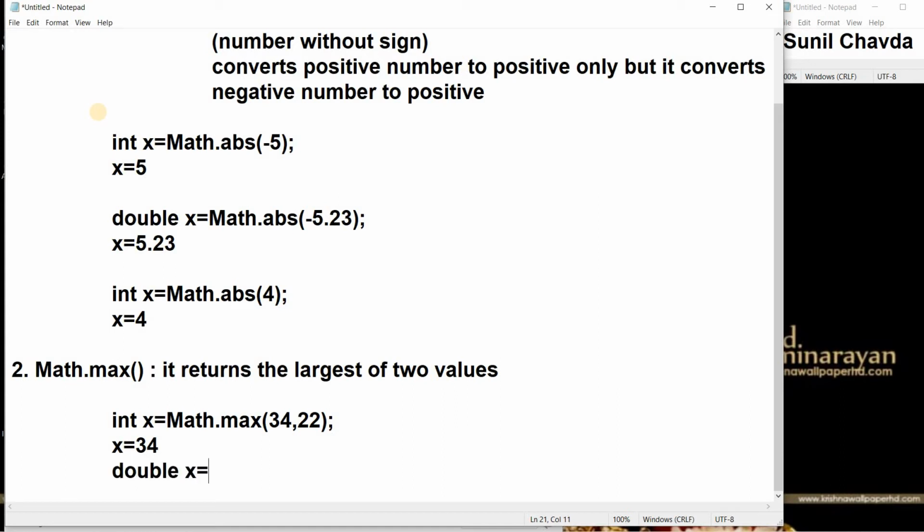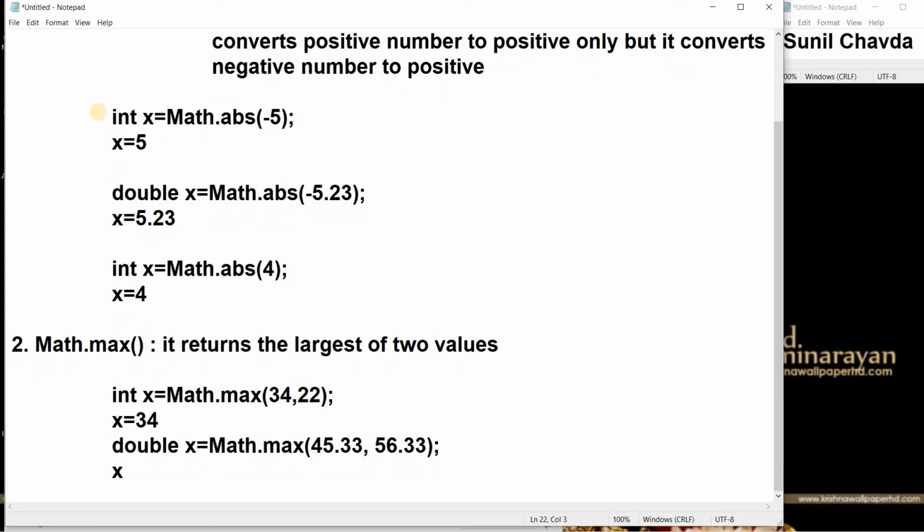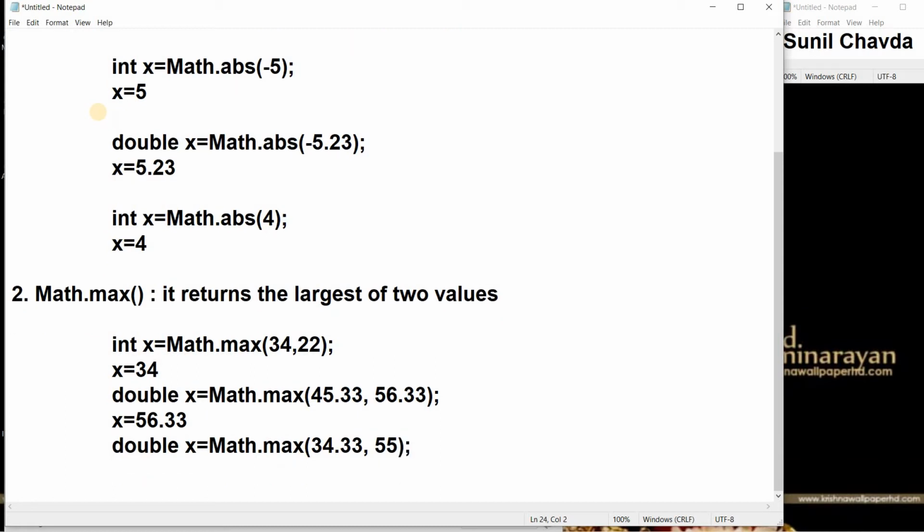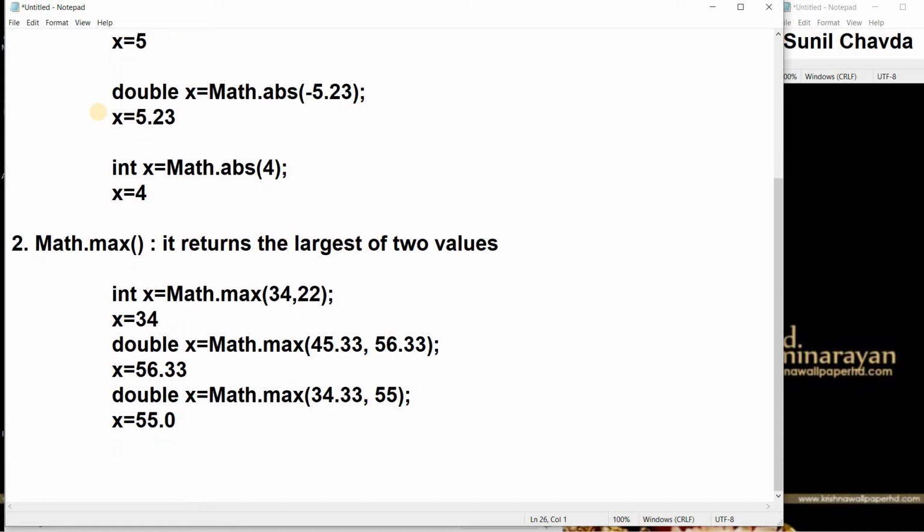If I am providing double values, then this function will give me the answer in double format. So here the largest number is 56.33. What if I provide one integer and one double? Then definitely the answer will come in double format. Here I have provided one double value and one integer value, and my integer value is larger, but still the system will give you the answer in the form of double. So 55 will become 55.0. That is how our math.max function is working.